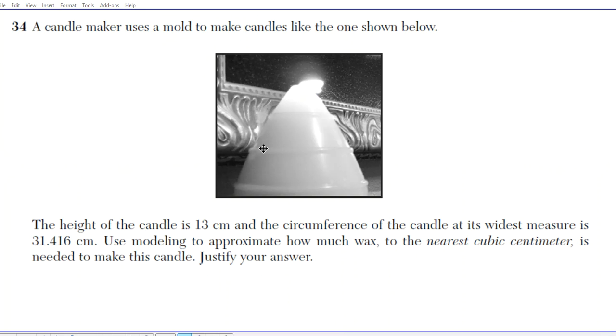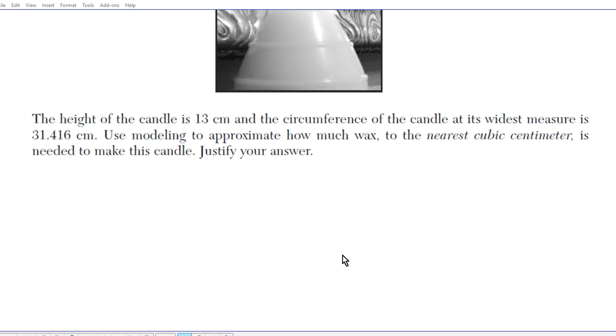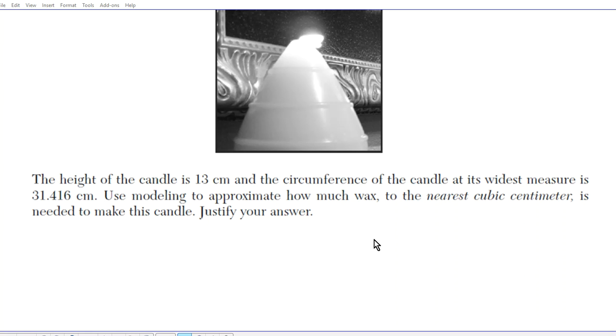Okay, let's take a look at 34. It reads, a candle maker uses a mold to make candles like the one shown below. Okay, so we have an interesting looking candle here. The height of the candle is 13 centimeters and the circumference of the candle at its widest measure is 31.416. Use modeling to approximate how much wax to the nearest cubic centimeter is needed to make this candle. Justify your answer.